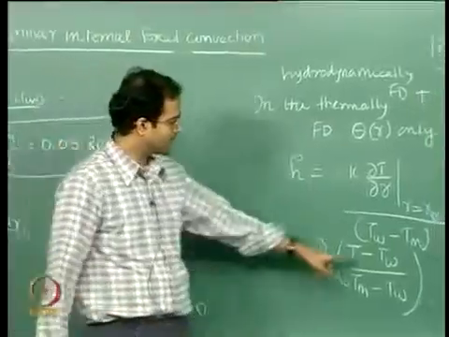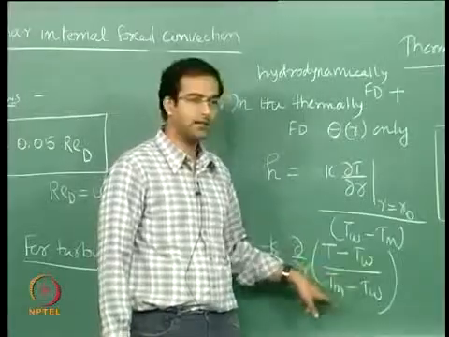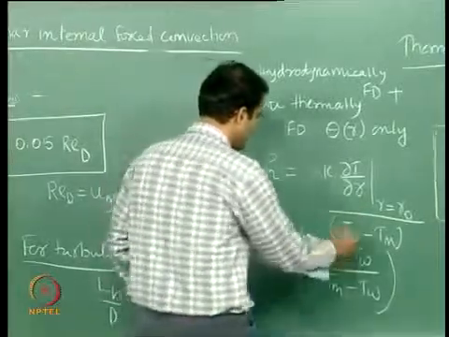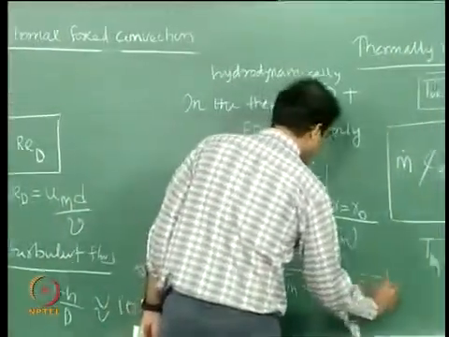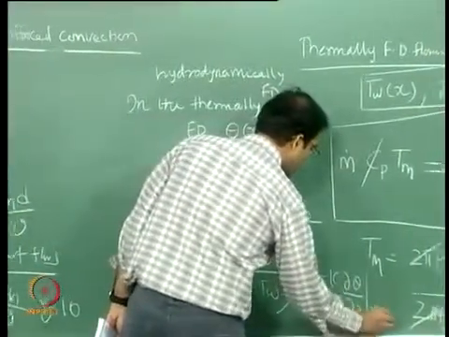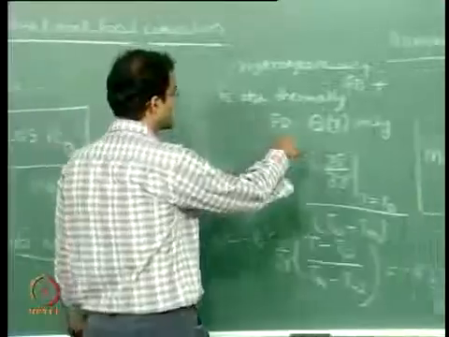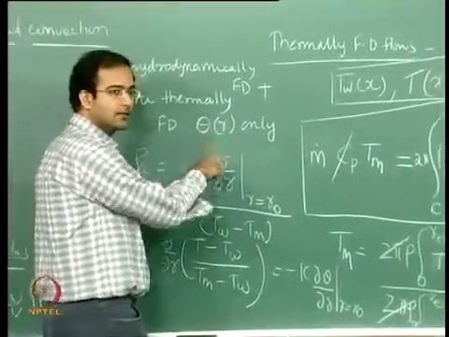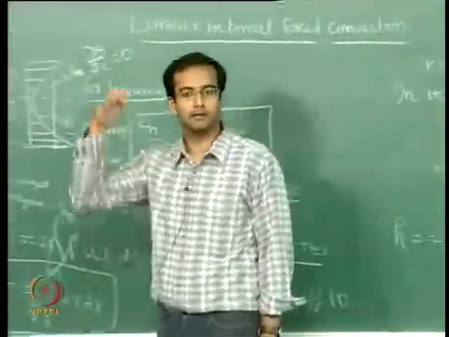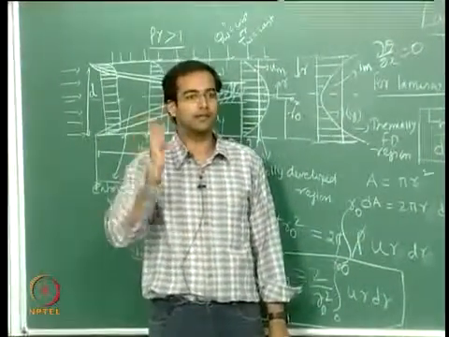Since T wall and Tm are only functions of x, I can just introduce this as T minus T wall by Tm minus T wall, which is the same as this, correct? So this is nothing but theta, so this will be minus k d theta by dr. Now this is at r equal to r naught. If you look carefully, my theta is a function of only r. Therefore the slope of the profile at r equal to r naught, that is the slope at the wall, also has to be a fixed value.